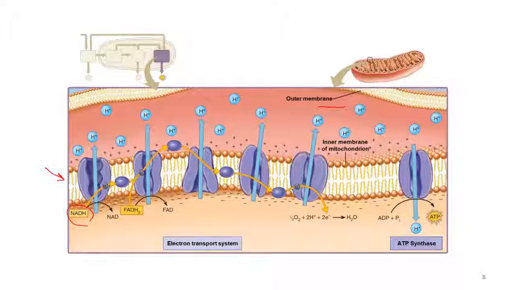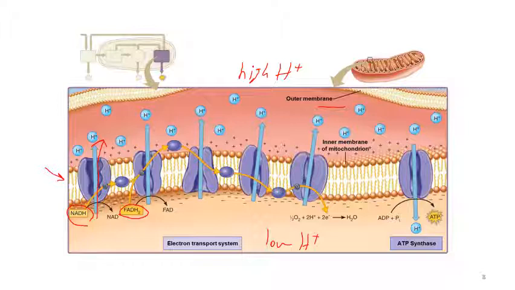NADH is here, FADH2 is here. These are giving up their hydrogens. When they give up their hydrogens, they are passed to the side. So now you have a high concentration of hydrogen here, but low concentration of hydrogen on the inside.